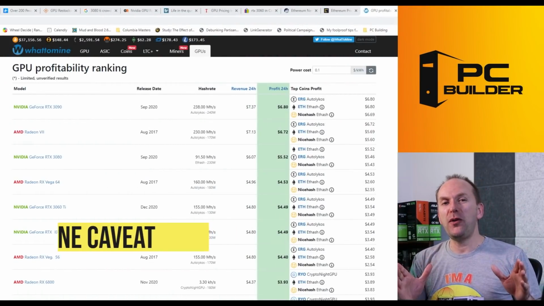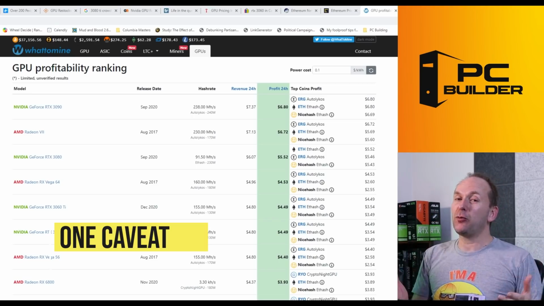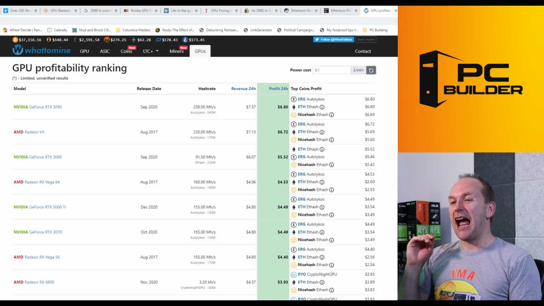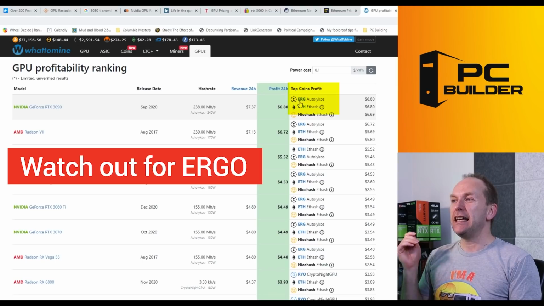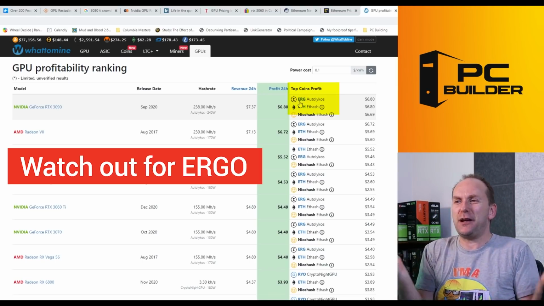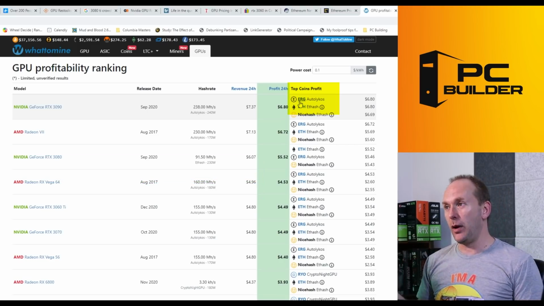All right, let me throw one little caveat in here. This is something that could throw a big wrench into our plans of GPU awesomeness at better prices. And that is a currency called Ergo. And you'll see it right here on the screen, ERG. And you're like, what the heck is Ergo? I barely heard of Ethereum. I haven't heard of Ergo. Yeah, nobody's heard of Ergo. It's kind of coming out of nowhere.